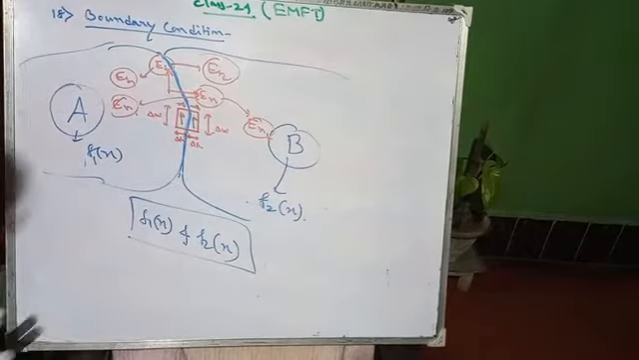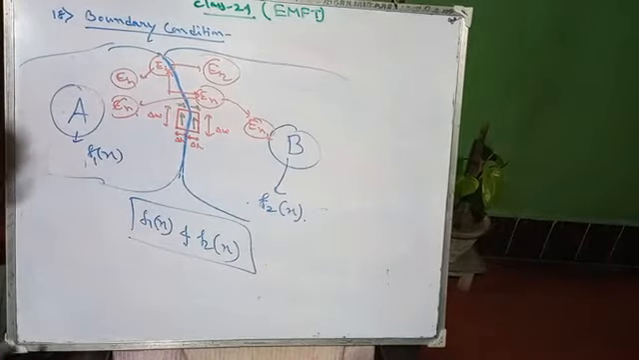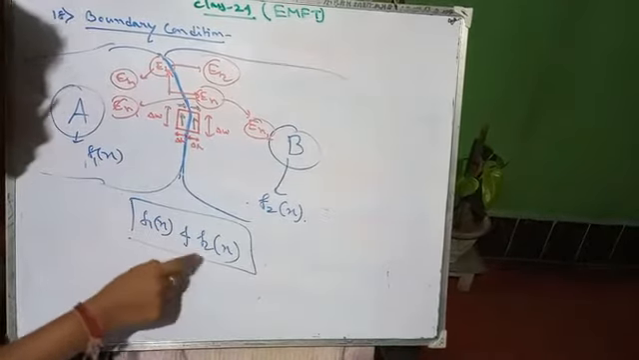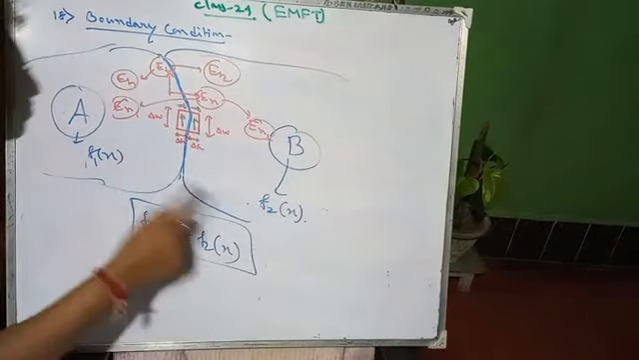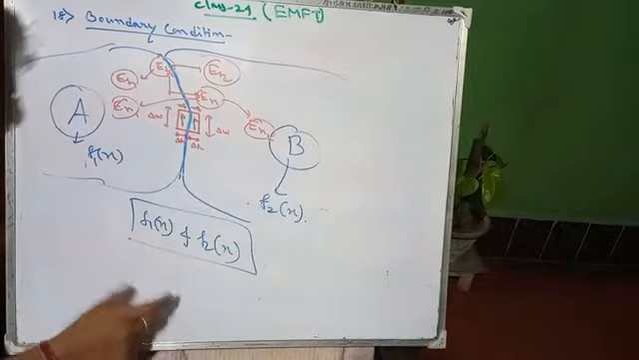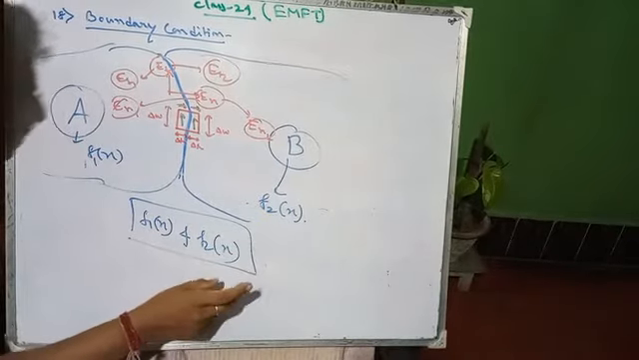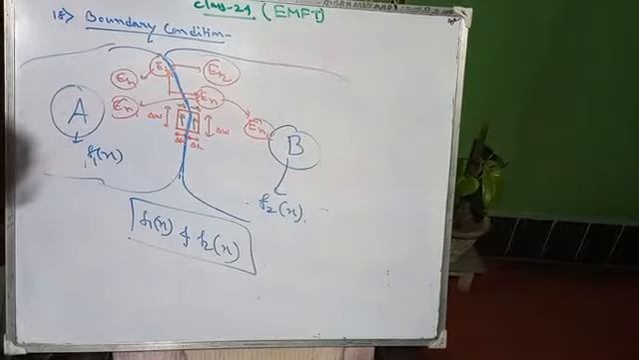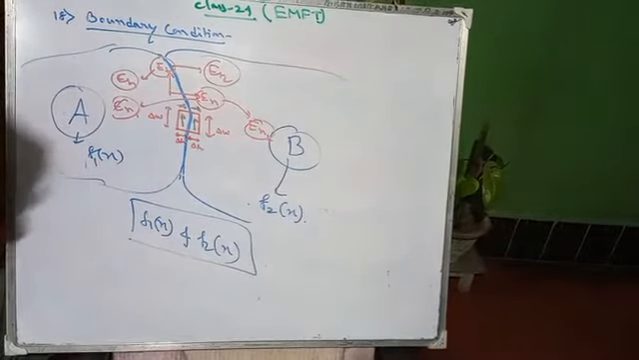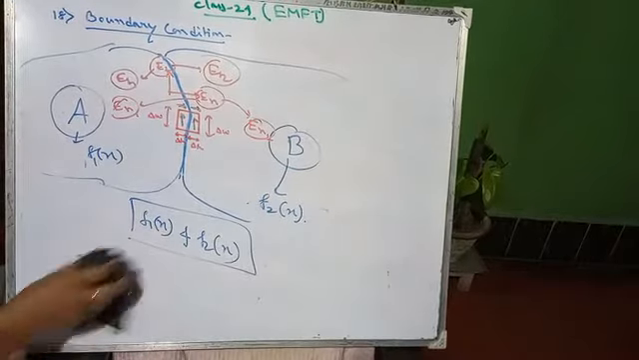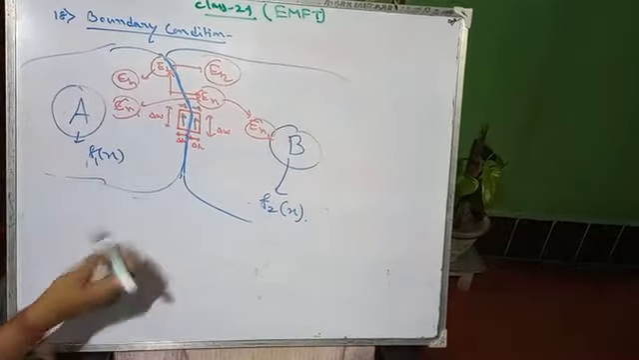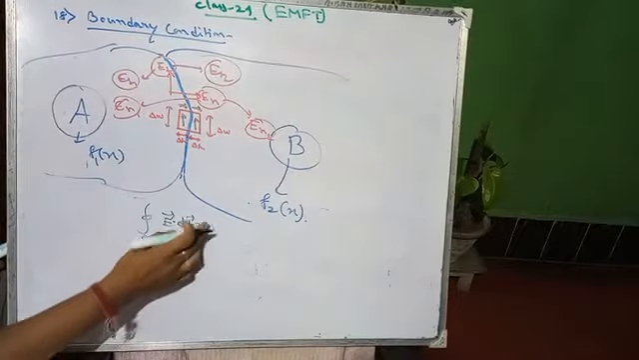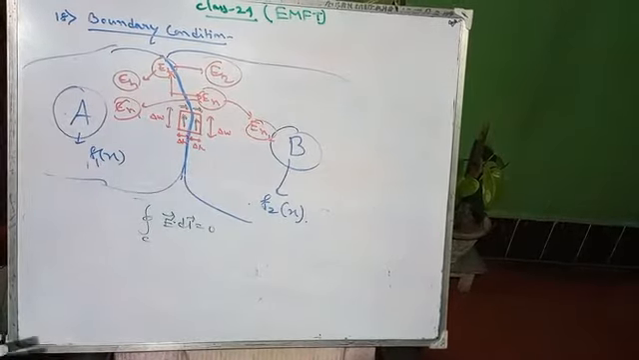Always remember, for an electrostatic boundary, that is a boundary in between two electrostatic systems A and B, it will satisfy the equation closed line integral of E dot dl equals 0. It should satisfy the equation E dot dl equals 0.